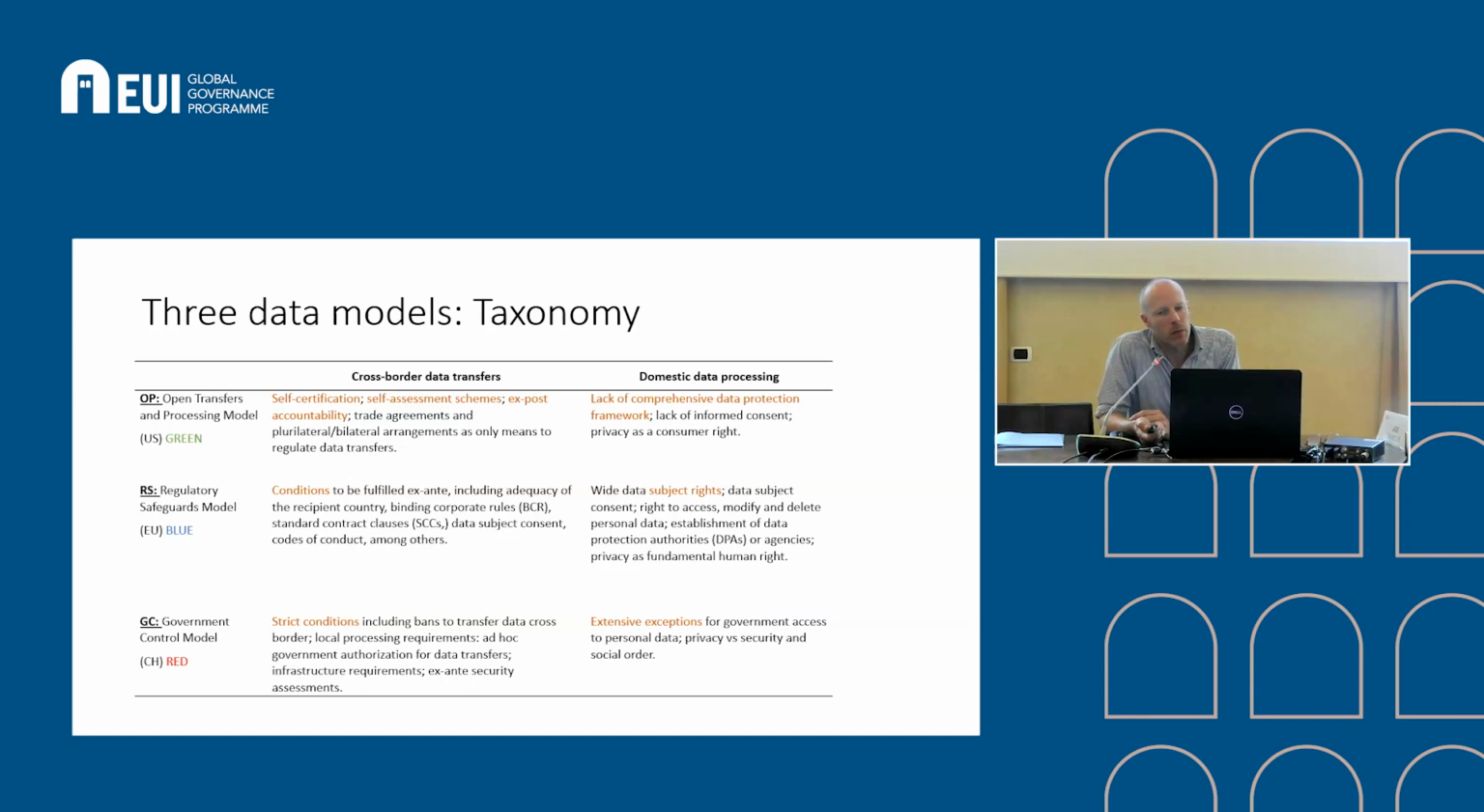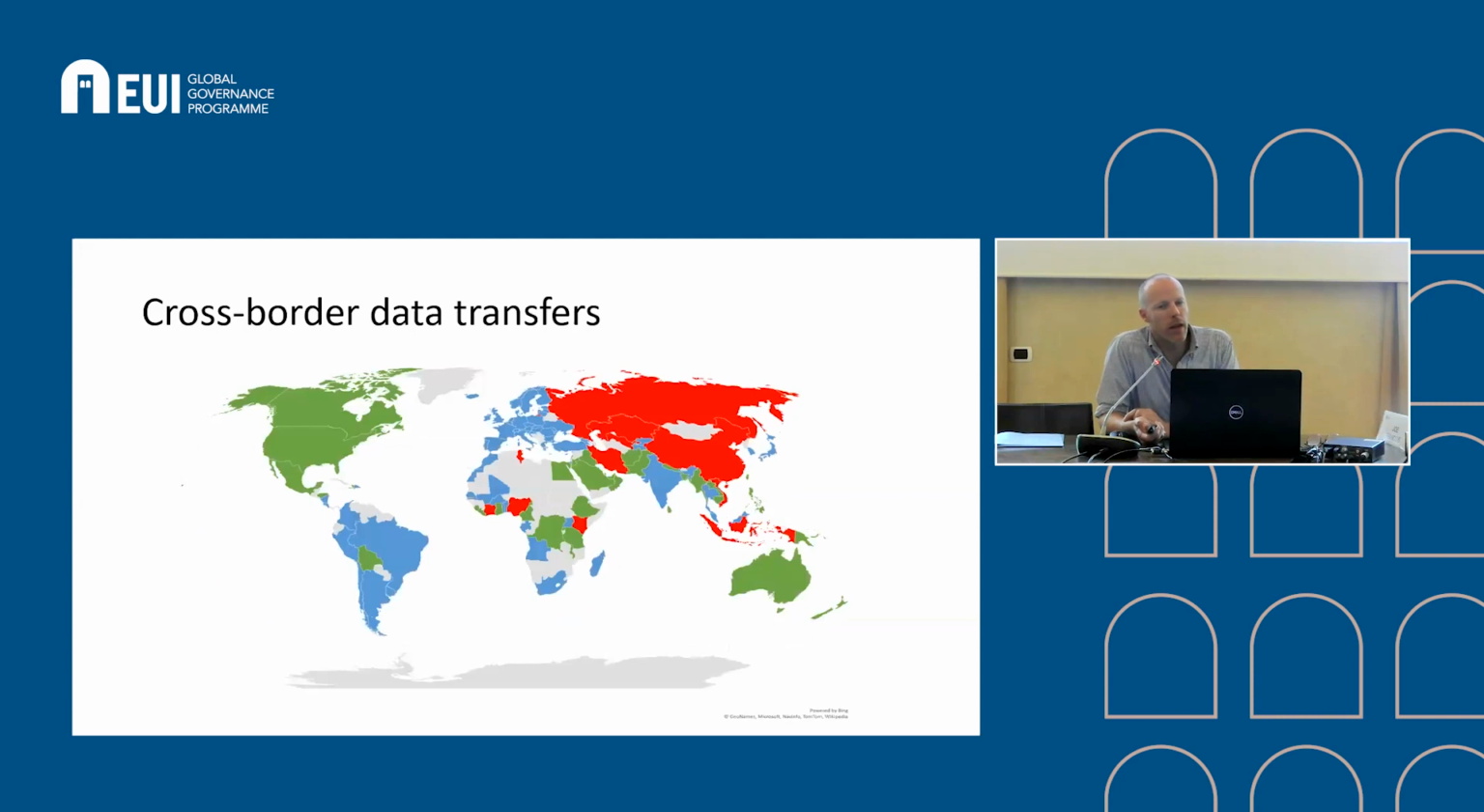On the domestic side, there are extensive exceptions. One law might say yes, you are allowed to process that, but there are clear security exceptions. And so it also becomes very expensive for the government to work with personal data that comes from abroad. If you classify these three data models, it becomes fairly straightforward that you have a picture that looks like this, where you look at the cross-border element of these data transfers.